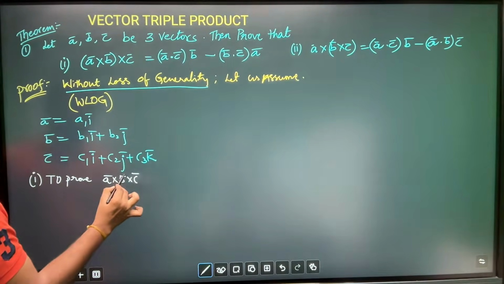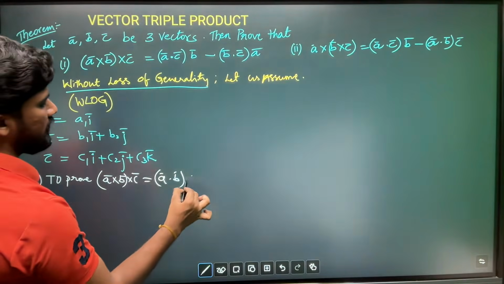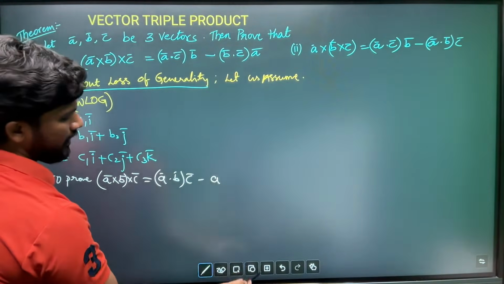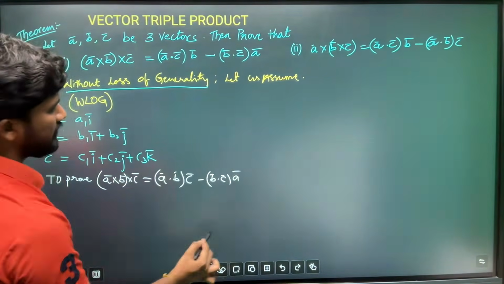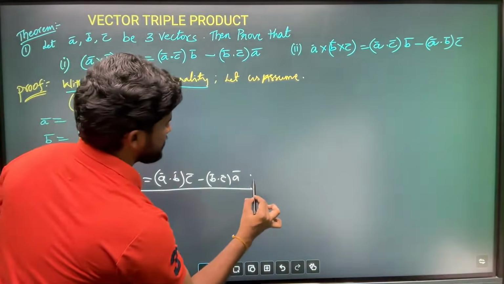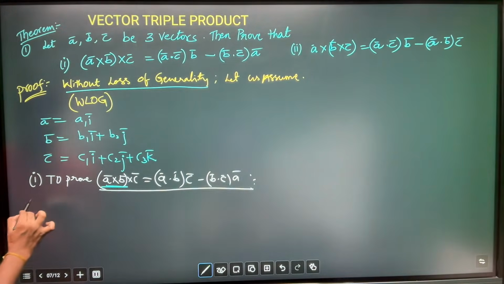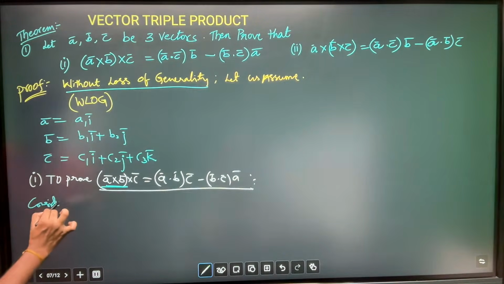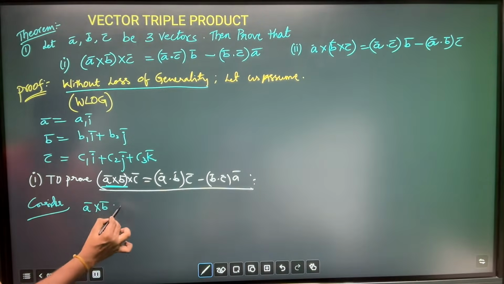To prove a bar cross b bar cross c bar is equal to a bar dot c bar into b bar minus b bar dot c bar into a bar. To prove this, first of all we have to prove the LHS. To prove the LHS, first of all you have to consider this value. Before proving that LHS, consider the a bar cross b bar value.